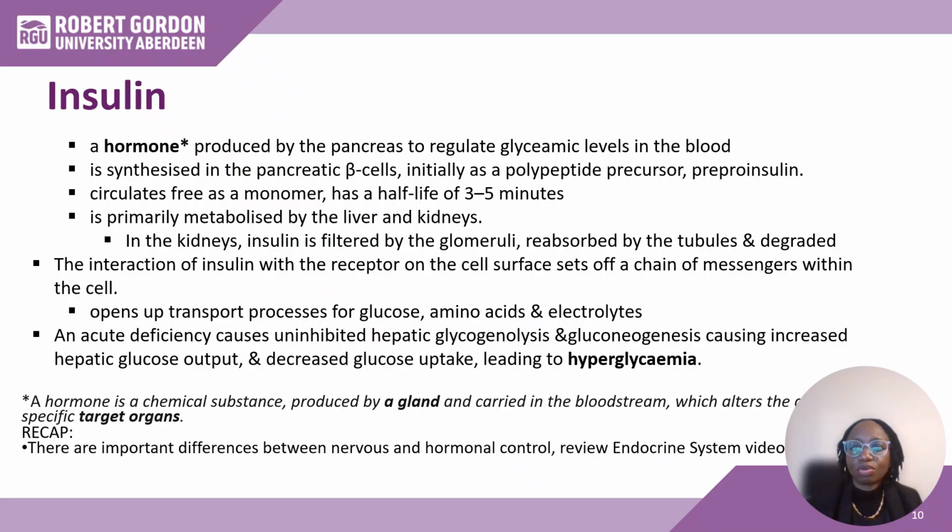Okay, so we'll move on to insulin. So what is insulin? Insulin is a hormone produced by the pancreatic beta cells. That's important for us to know. It regulates blood glucose by facilitating uptake of glucose, amino acids, and electrolytes into cells. Insulin has a short half-life and is metabolized primarily in the liver and kidneys. A deficiency leads to increased hepatic glucose output and reduced peripheral uptake, and that is the hallmark of hyperglycemia.